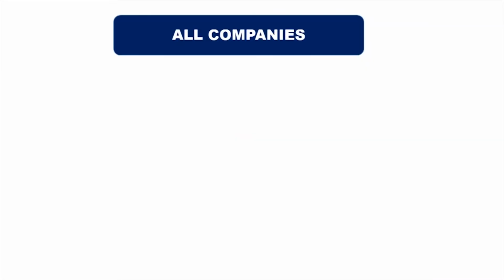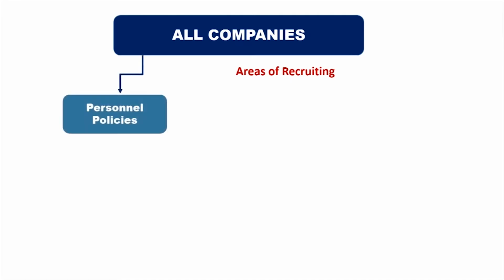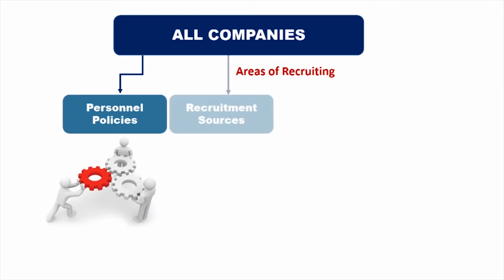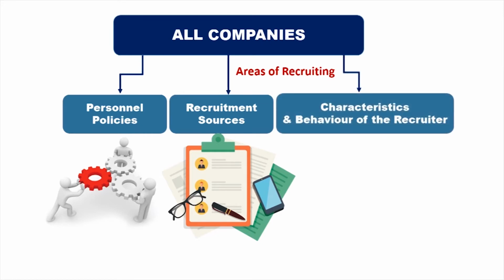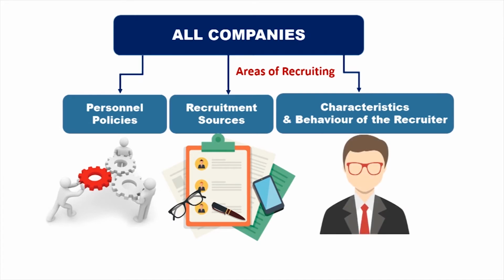All companies are affected by three areas of recruiting. The first is personnel policies, that is, the characteristics of the positions to be filled. Second is recruitment sources, that is, influence the kinds of job applicants an organization reaches. And the third area is characteristics and behavior of the recruiter, which affect the characteristics of both the vacancies and the applicants. Let us take a look at these briefly.